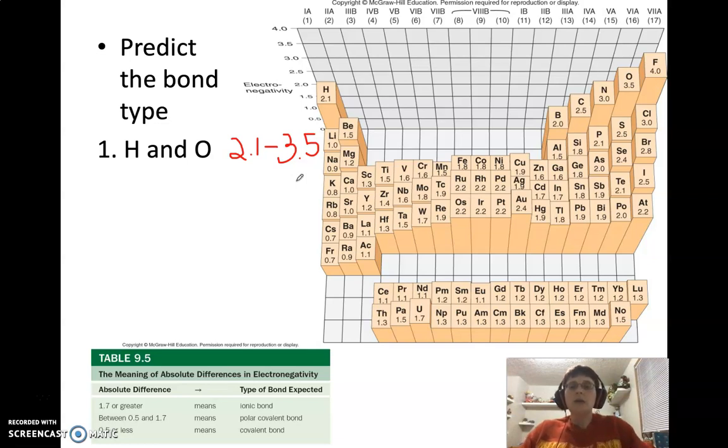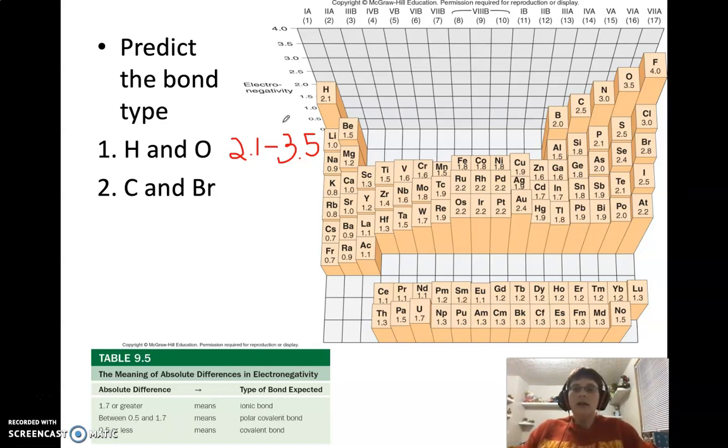All right, so we get 1.4. The way I've written it, it's actually negative 1.4, but like I said, it's the absolute difference. So we're going to get 1.4. That gets us between 0.5 and 1.7. So that means this bond is going to be a polar covalent bond.